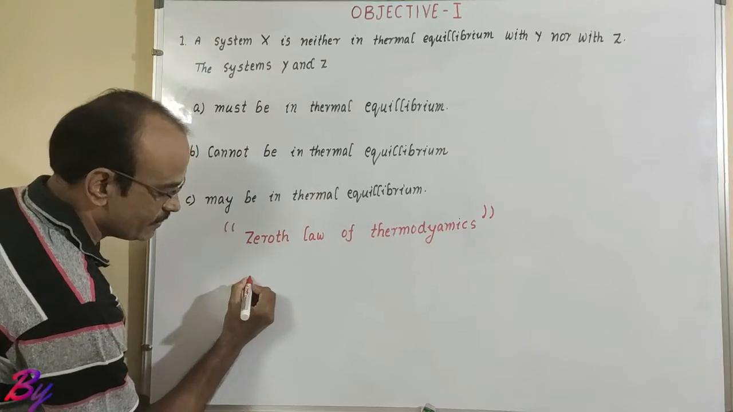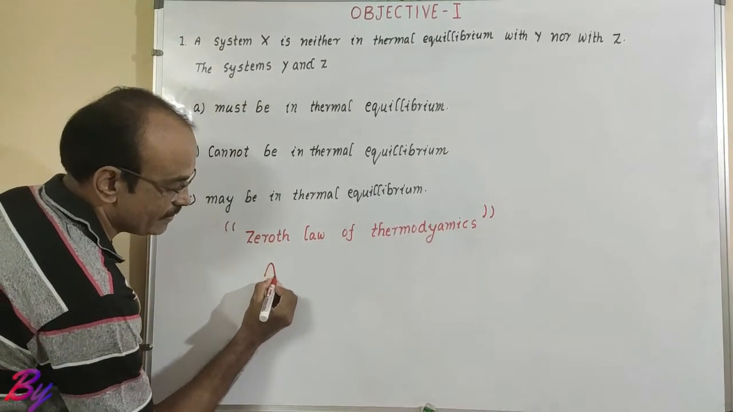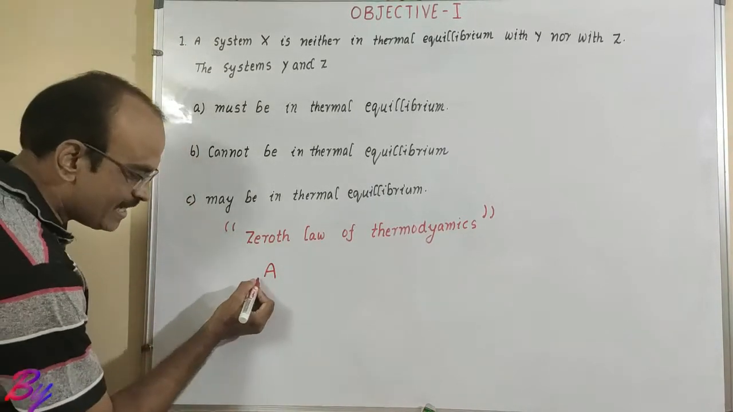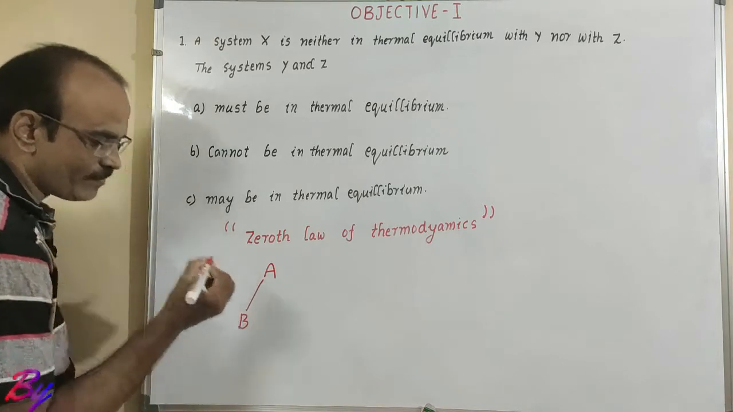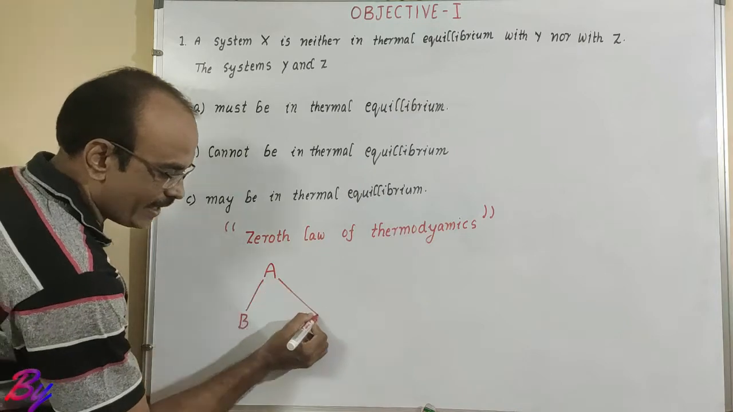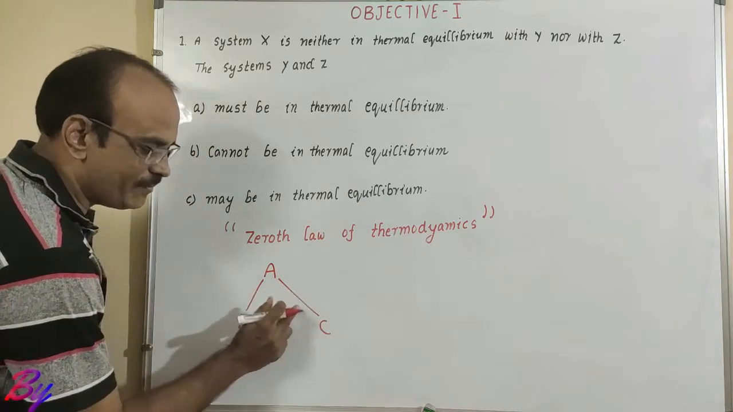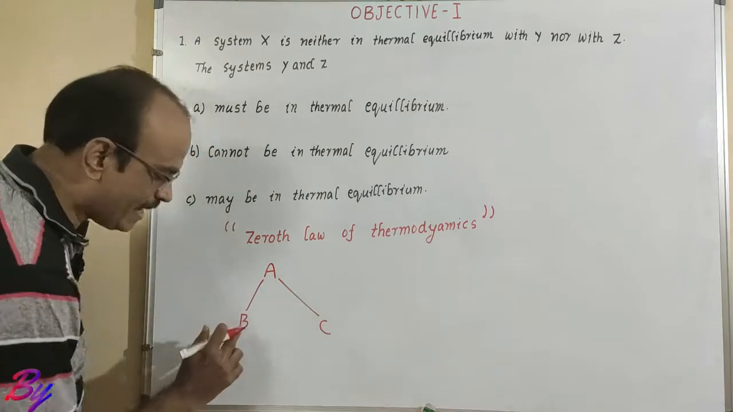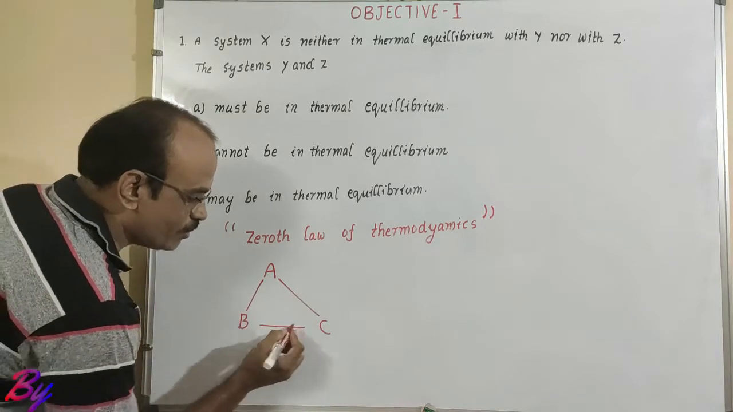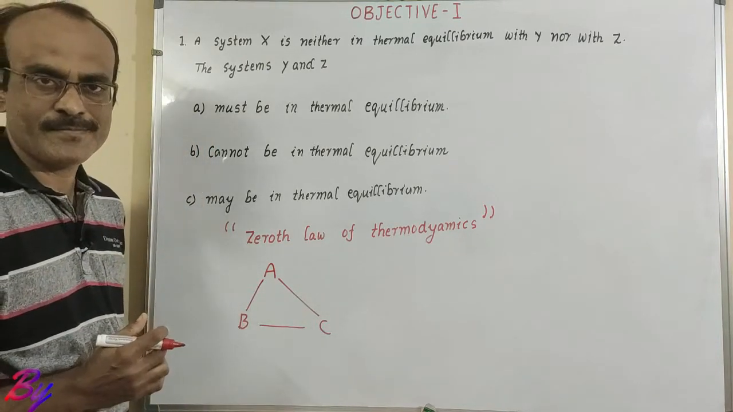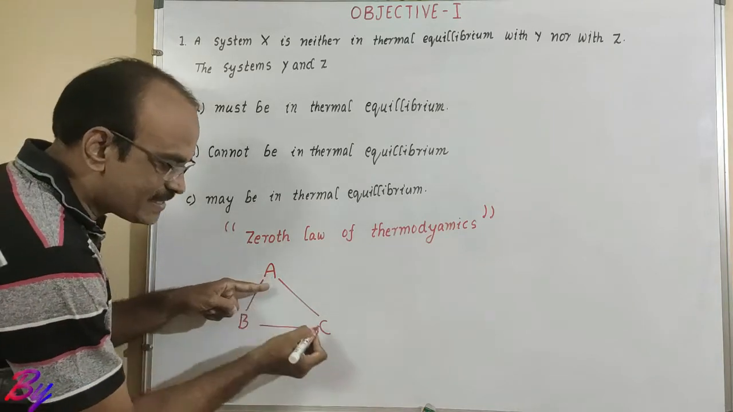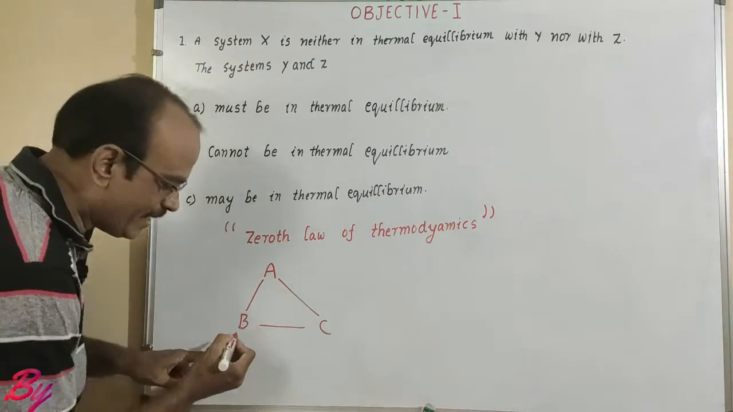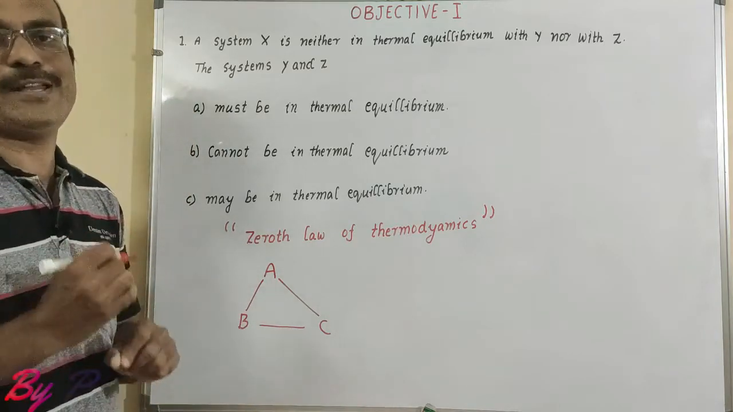First of all, body A is in thermal equilibrium with B, and body A is also in thermal equilibrium with C. Then B and C are also in thermal equilibrium. That means A and B are in thermal equilibrium, A and C are in thermal equilibrium, and finally B and C are also in thermal equilibrium.